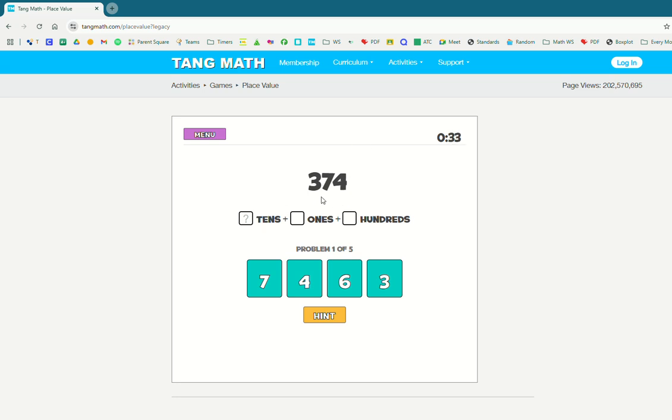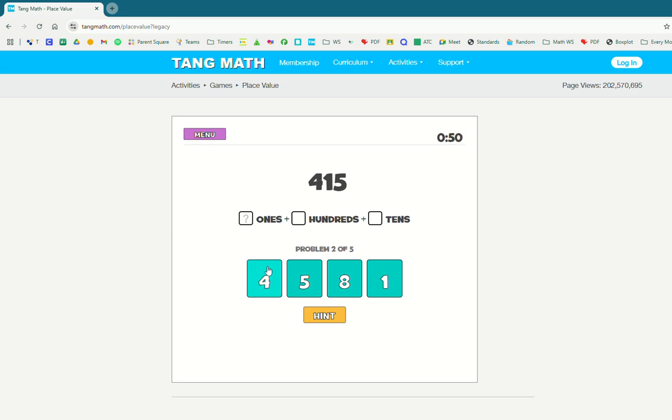If it's asking me for tens, the 7 is in the tens place. The ones, well, I need to think about which one am I looking for now. The ones place is over here on the right-hand side, so I will say 4 ones. And how many hundreds? There are 3 hundreds. So that was one I had to pause and think about.